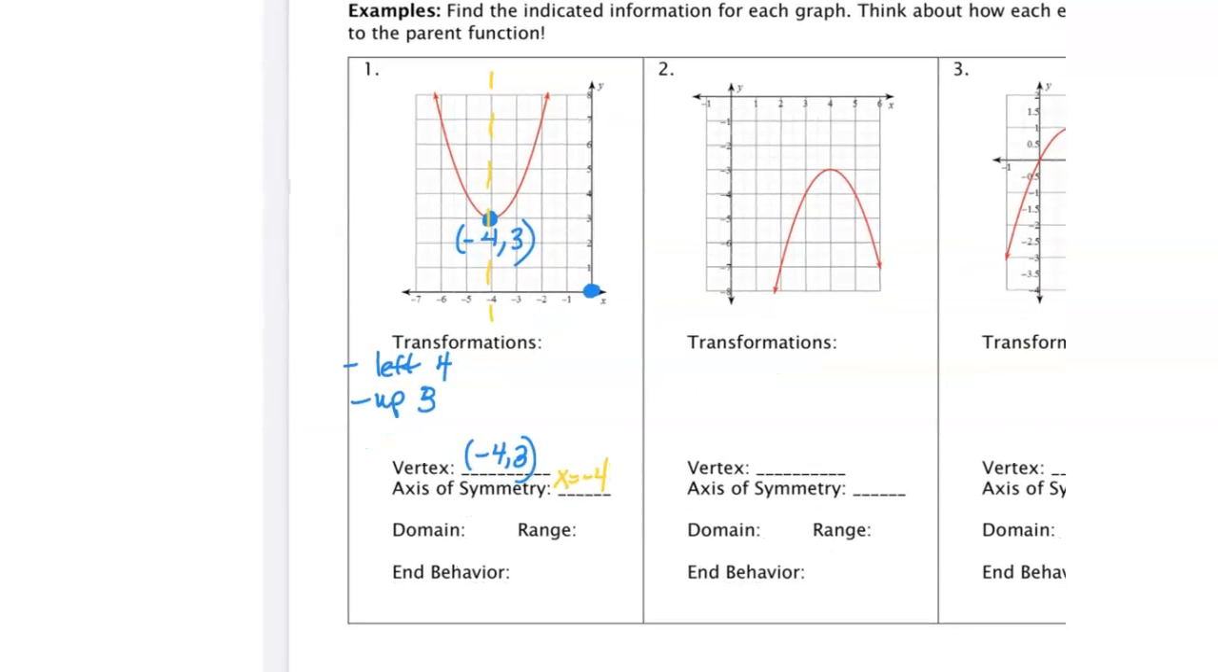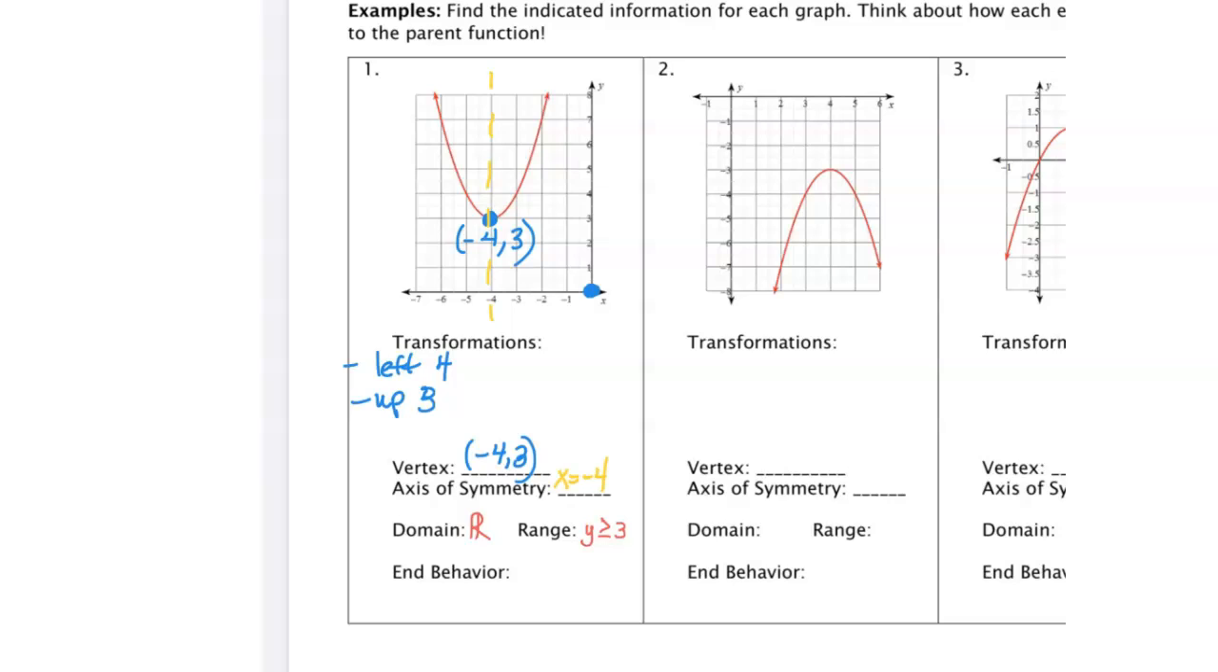The domain for your quadratic functions is always all real numbers. Our range is the one that varies. We need to look at going from the bottom to the top. The bottom of our parabola here is at a y value of 3. And then our y values above 3 are all covered. So therefore our range is y is greater than or equal to 3.